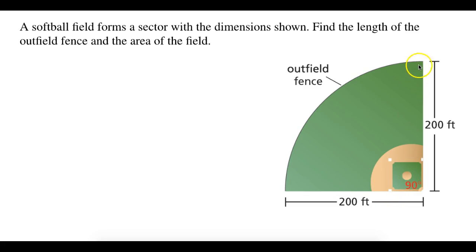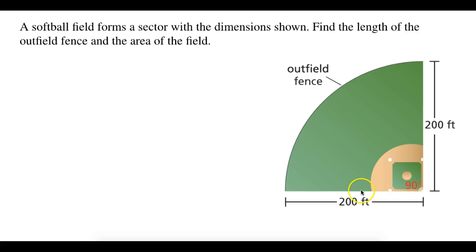But what I want you to notice is that this actually looks like a sliver or a section of a circle. We've got a 90-degree angle right here, so this would be the center of our circle. And we've got two equal distances coming out, and then we've got this length of the outfield fence. So this is actually called a sector right here. It says a softball field forms a sector with the dimensions shown. So a sector is just like a little piece of a circle.